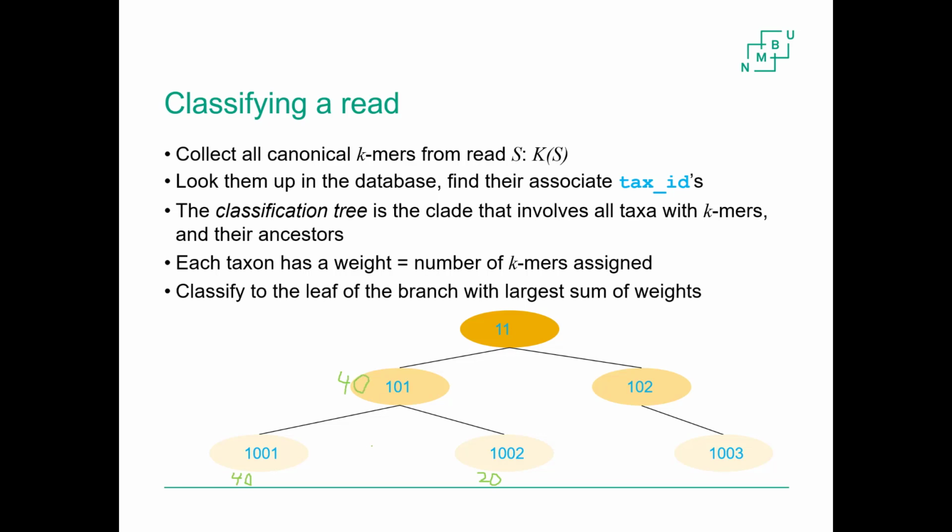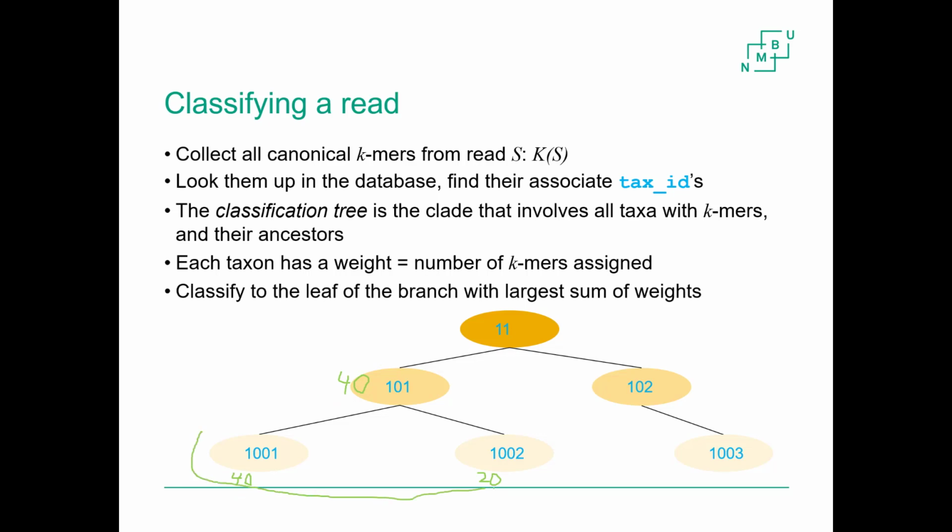So this read looks a little bit like this species 1001, and it also partly looks a little bit like this 1002. And of course, it looks a little bit like both, in the sense that there are some k-mers here that are actually associated with the genus above them. That's not surprising. When you have matching k-mers at two different species like this, you usually also have matching k-mers at the genus that they share, if they share a genus. So now what happens?